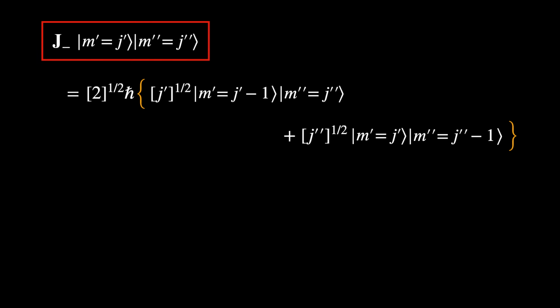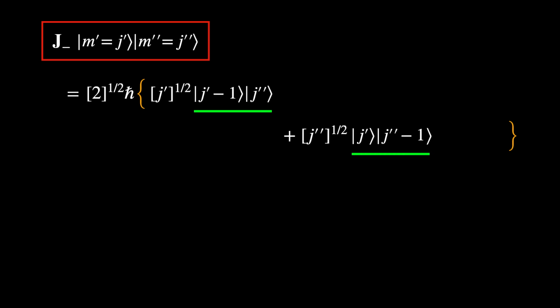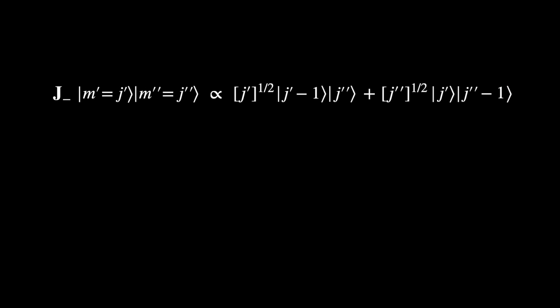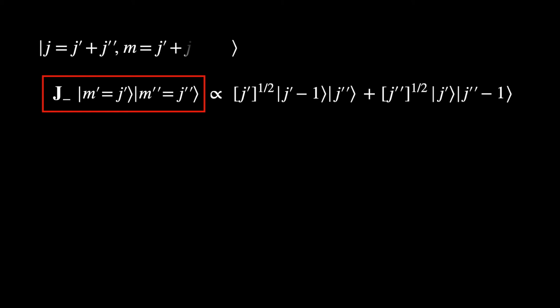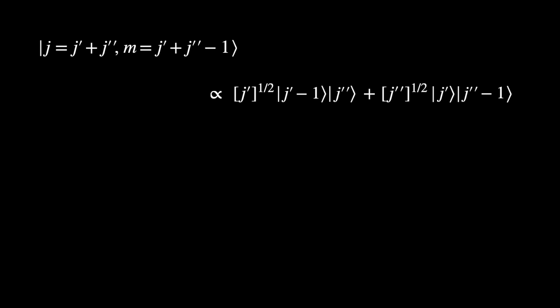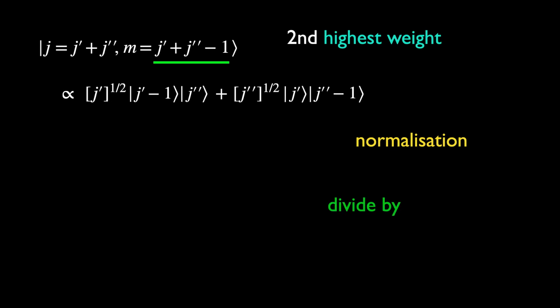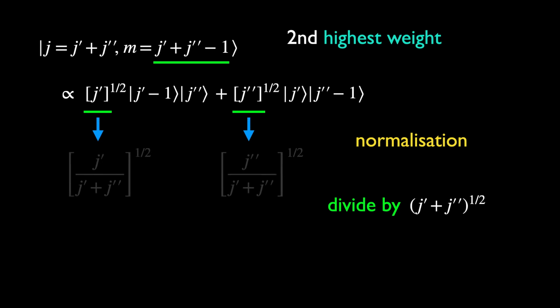Thus we have the result of j minus acting on the highest weight state. Let's simplify the notations for the underlying states further, and ignore the overall factor for the moment. This is the state that is one step below the highest weight state in the j equals j prime plus j double prime multiplet. This state is easily normalized by dividing by the square root of j prime plus j double prime.